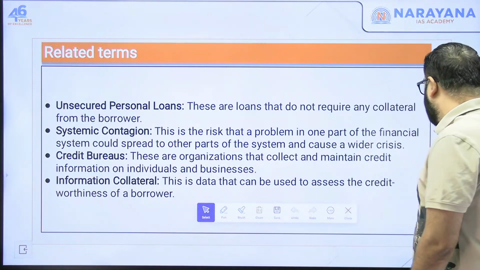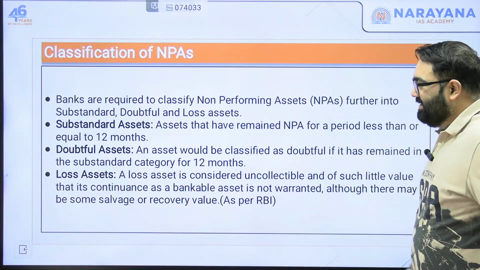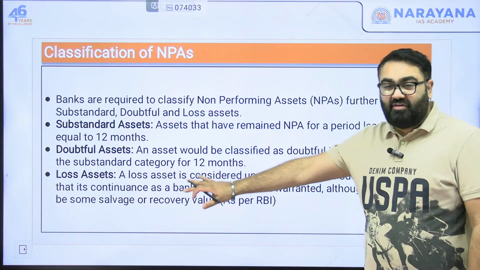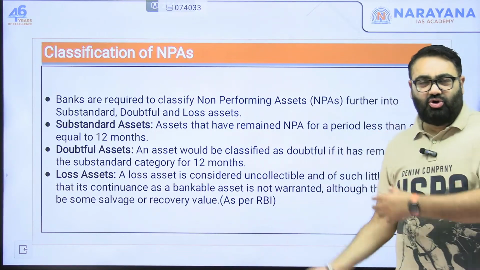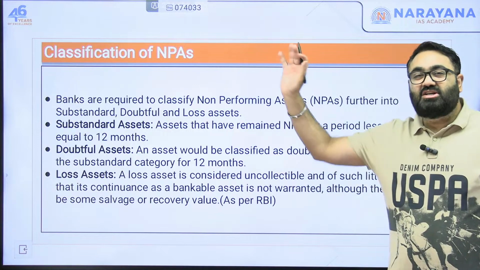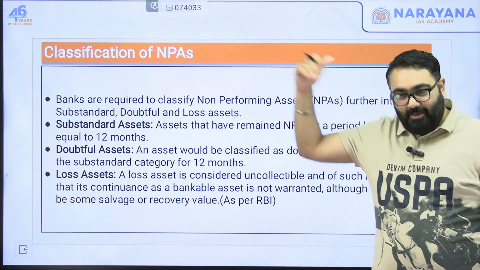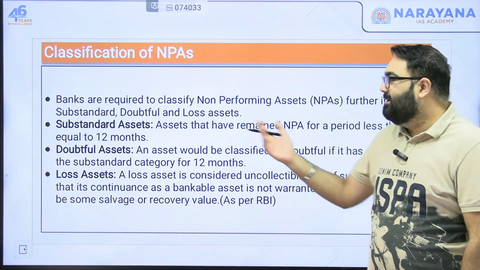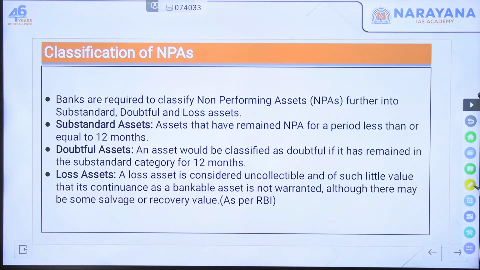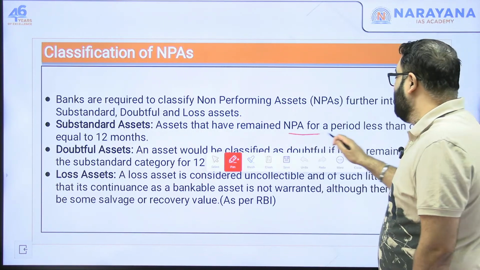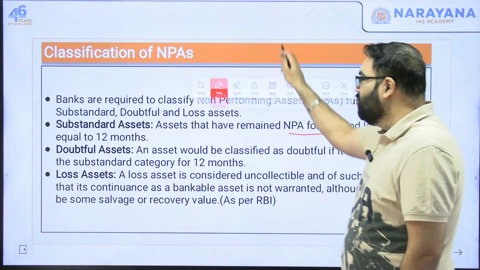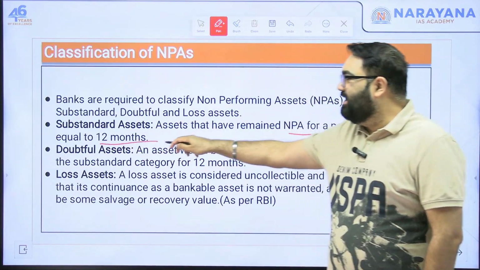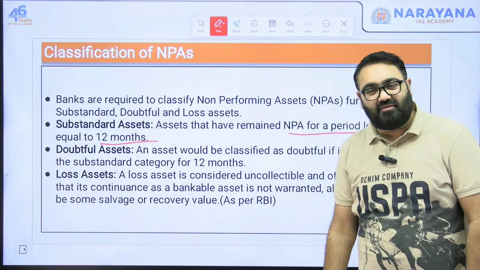All these are related terms to SMAs. We were discussing different types of NPAs also. I just showed you the flow chart as well. Not just the SMAs, NPAs also are of different categories. A substandard asset is an asset that remains an NPA for up to 1 year. If it is still an NPA, it will be called a substandard asset for the bank.